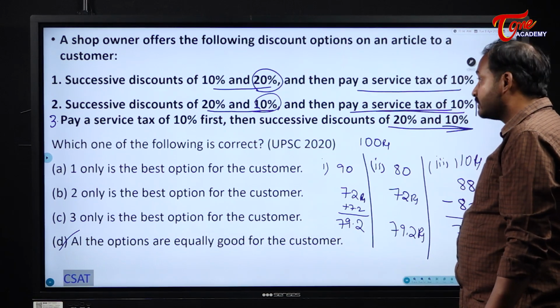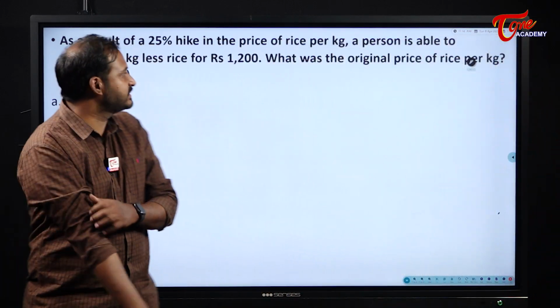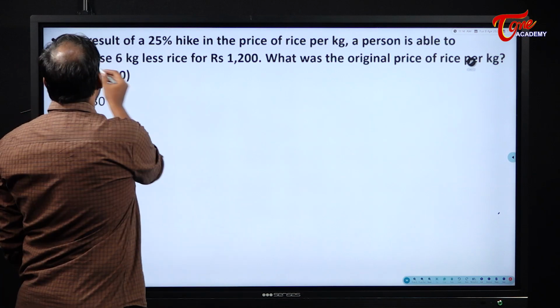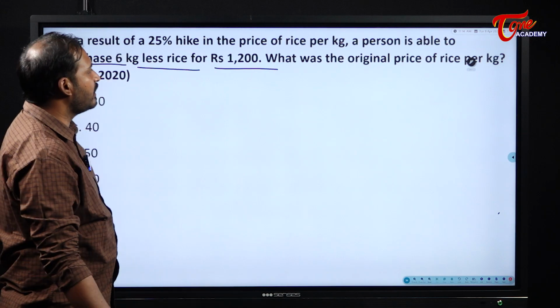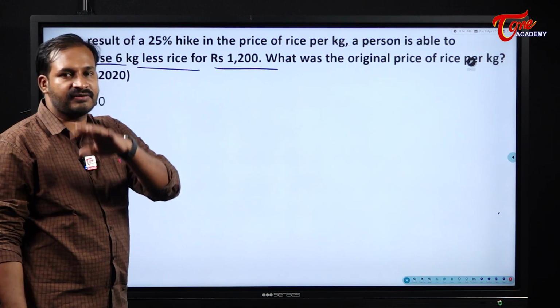So next question. As a result of 25% hike in the price of rice per kg, a person is able to purchase 6 kgs less rice for rupees 1200. What was the original price of rice per kg? This is the question for us.